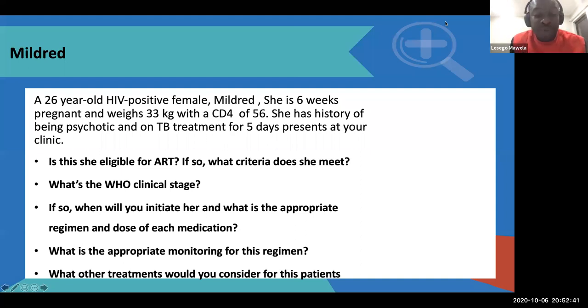So if you look at the PMTCT guidelines, in non-pregnant people, we want to delay ARVs like for another 9 days or so, so that when she's at 2 weeks, we want to start.